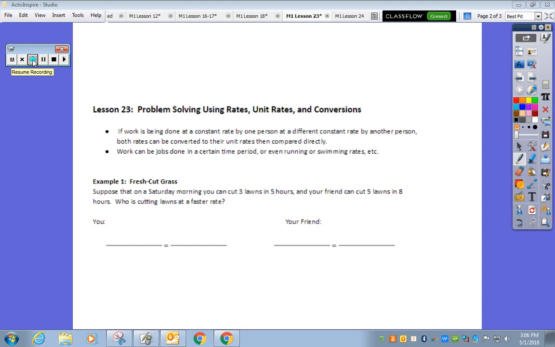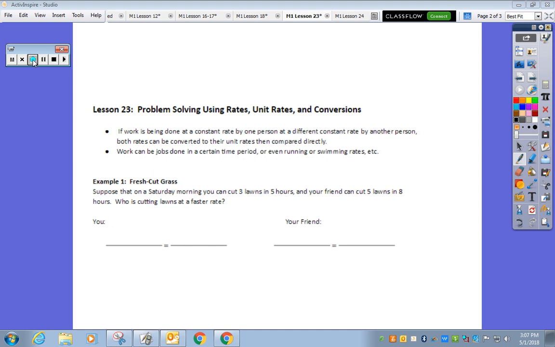In lesson 23, we're going to be problem solving using rates, unit rates, and conversions. So if work is being done at a constant rate by one person, at a different constant rate by another person, both rates can be converted to their unit rates, then compared directly. Work can be jobs done in a certain time period, or even running or swimming rates, etc.